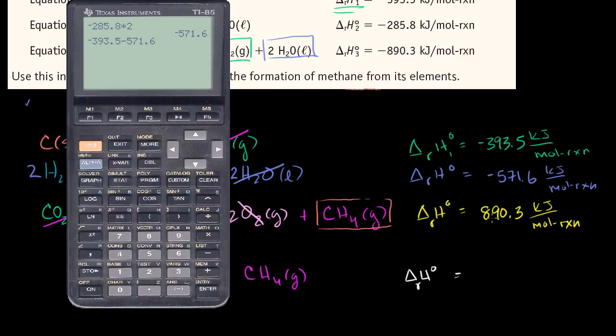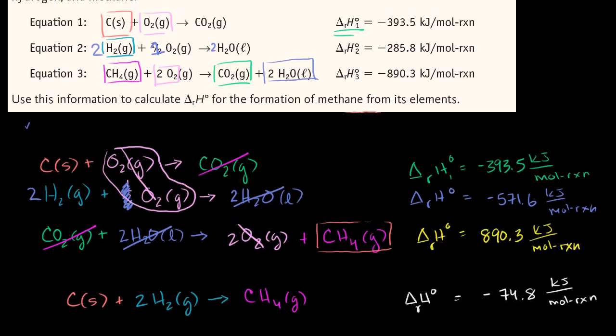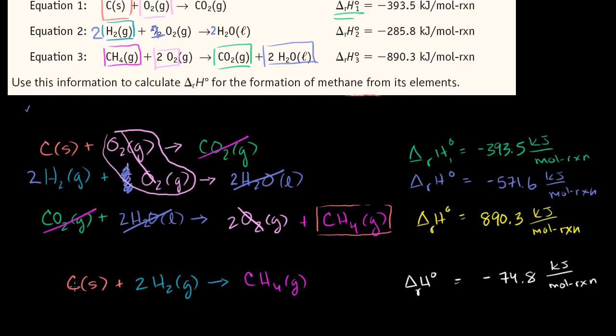And then we have the endothermic step, the reverse of that last combustion reaction. So plus 890.3 gives us negative 74.8 kilojoules for every mole of the reaction occurring. So there you go. We figured out the change in enthalpy, and it is reasonably exothermic, nowhere near as exothermic as these combustion reactions right here, but it is going to release energy, and we're done.